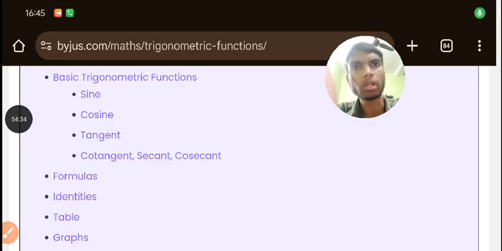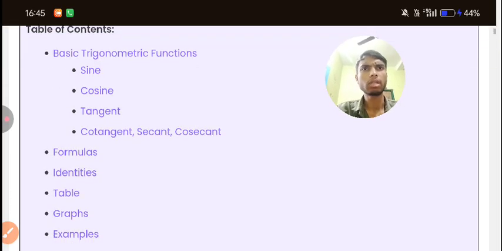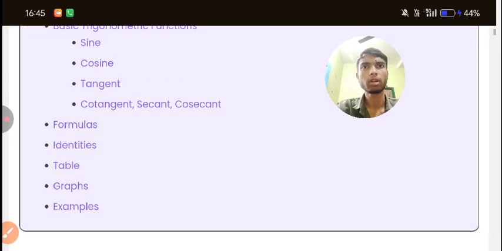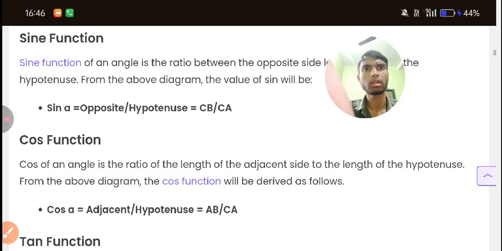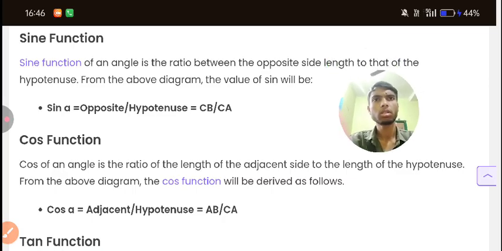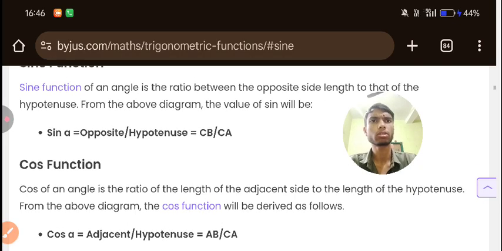We were talking about sine, then cosine, tangent. All these are basic trigonometric functions, as we know. If we click on sine, we see that the sine function of an angle is the ratio of the opposite side to the hypotenuse. Here we are getting an amount of rotation which is opposite upon hypotenuse.